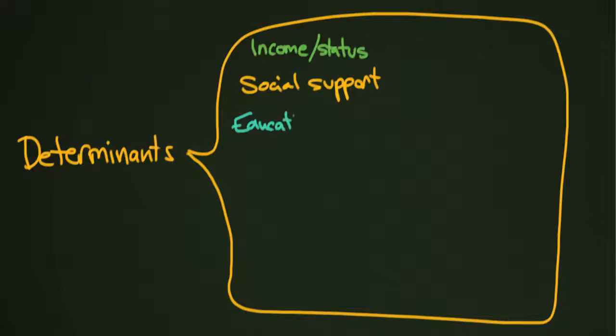Education and literacy. I'm not going to write literacy, but education is a very important one. You've also got employment. So what you do as a job can have a big effect on your health. So someone who does factory work might have different healthcare problems than someone who does office work or something like that. We've got social environments.